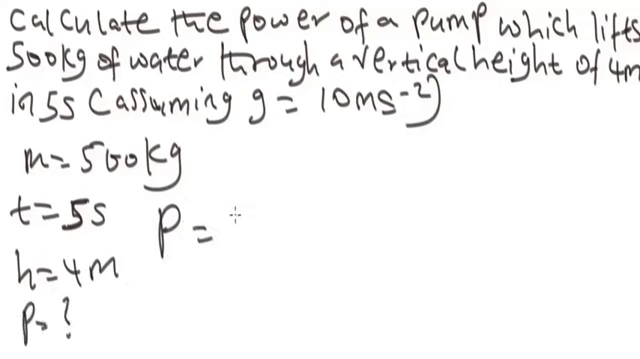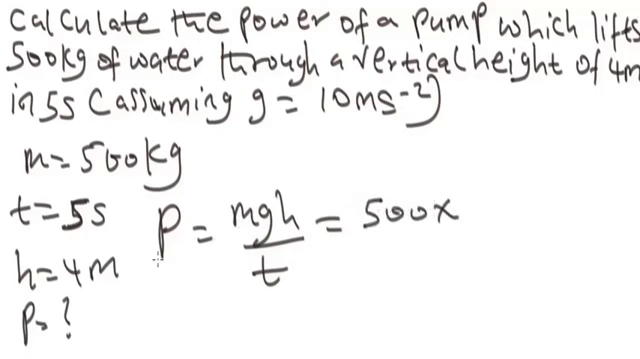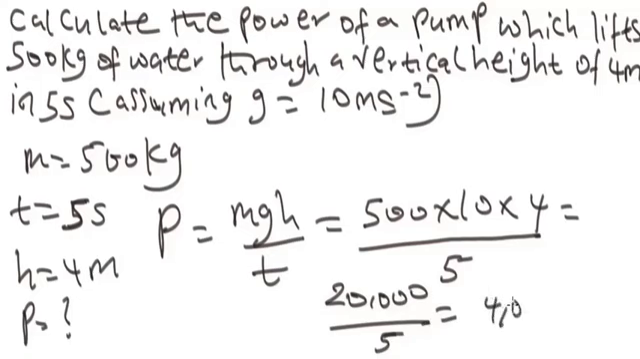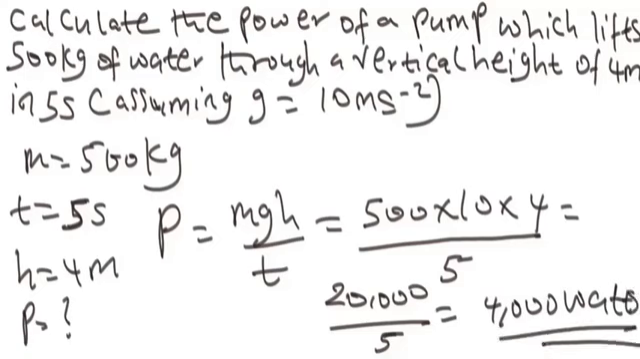So power will be mgh over time. When you substitute the values, the mass is 500 times the acceleration due to gravity given here, which is 10, times the height, which is 4, over the time, which is 5. So 500 times 10 gives us 5,000. 5,000 times 4 gives us 20,000 over 5. When you simplify this, 20,000 divided by 5 gives us 4,000 watts. So this will be the answer.